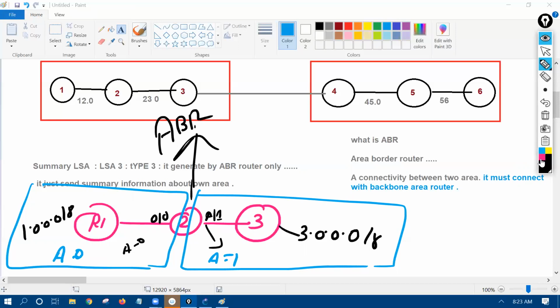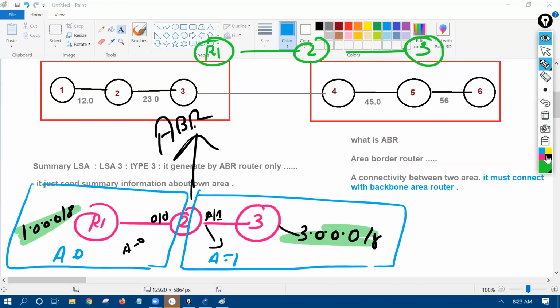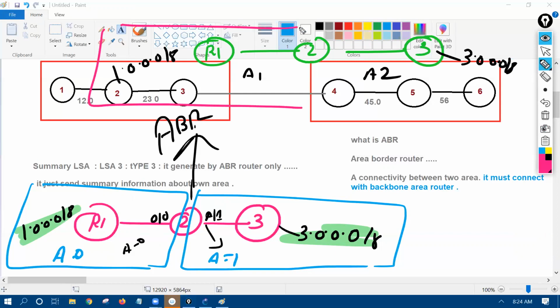And in this case, we have good communication between this guy and this guy. But if you have a look at this topology, R1, R2, R3, and we have area number 1, and we have area number 2, and we have 1.0.0.0/8 and 3.0.0.0/8 over there, in this case, there is no communication.